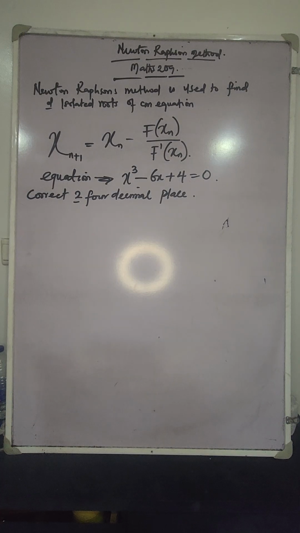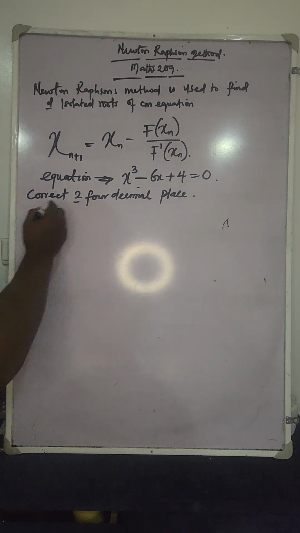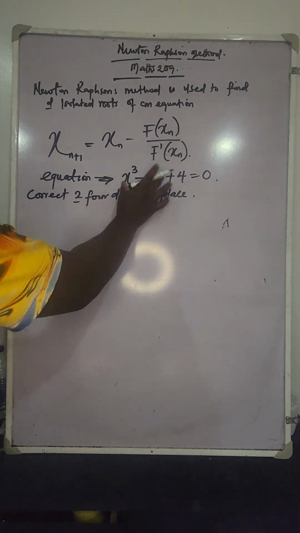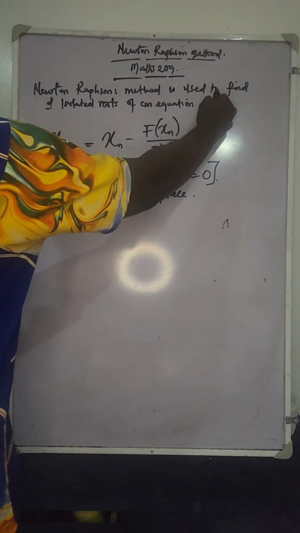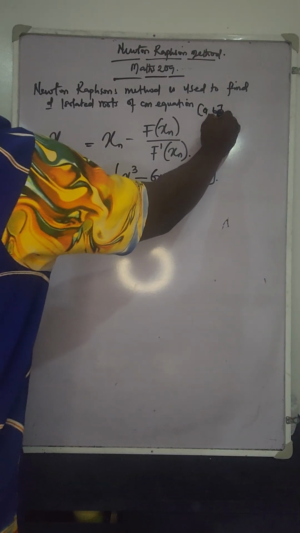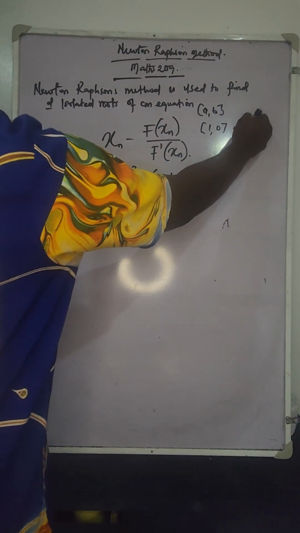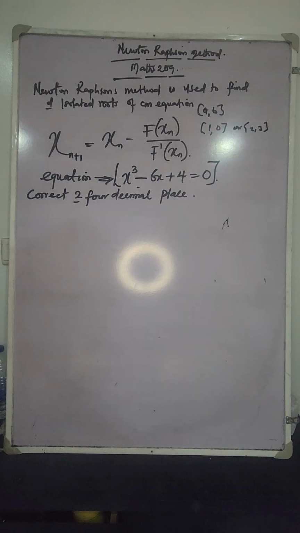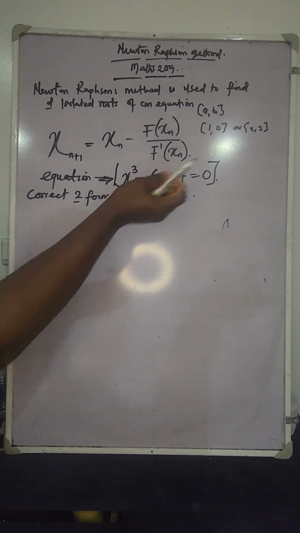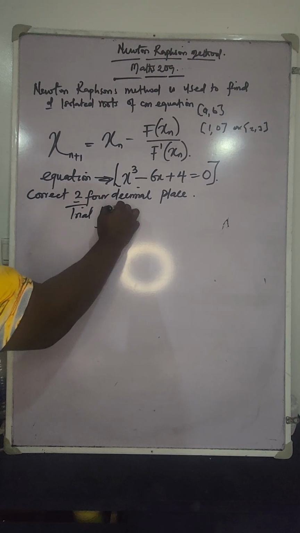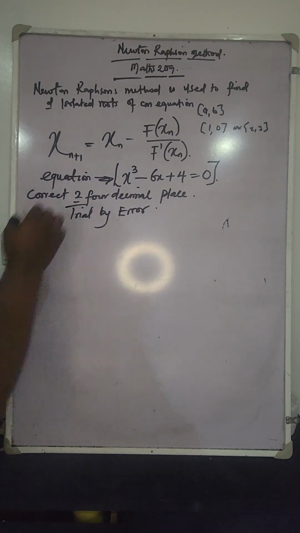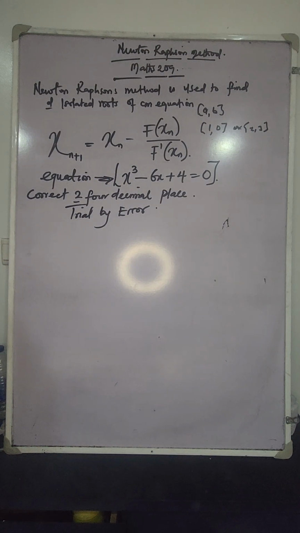First, if a root interval was not given for this question, normally it's supposed to have a root interval A, B, where you say 1, 0 or 2, 3. You're supposed to have a root for the question. But if the question doesn't come with one, what do you do? We do what's called trial and error.